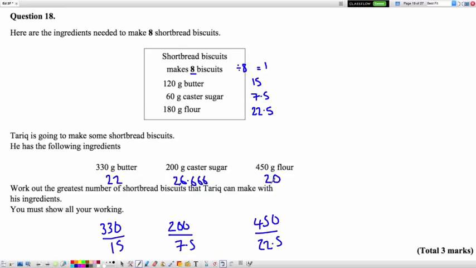So we're limited by the smallest number. Even though with the sugar we can make 26 and a little bit of biscuits and the butter 22, we only have enough flour for 20 biscuits. So the greatest number of biscuits we can make is equal to 20.